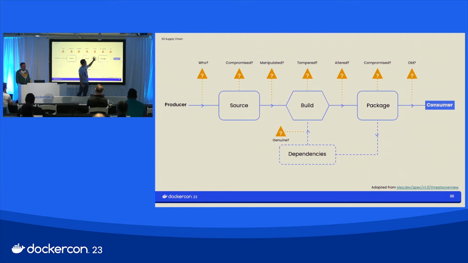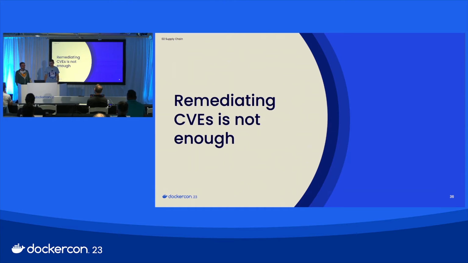Once you build it, is it altered before it's packaged? Once it's packaged, how do you know if that package has been compromised? And how do you know if the package that you're downloading is up to date? There's a lot of different parts to this flow, a lot of different parts to the system that you have to think about, well beyond just scanning for dependencies.